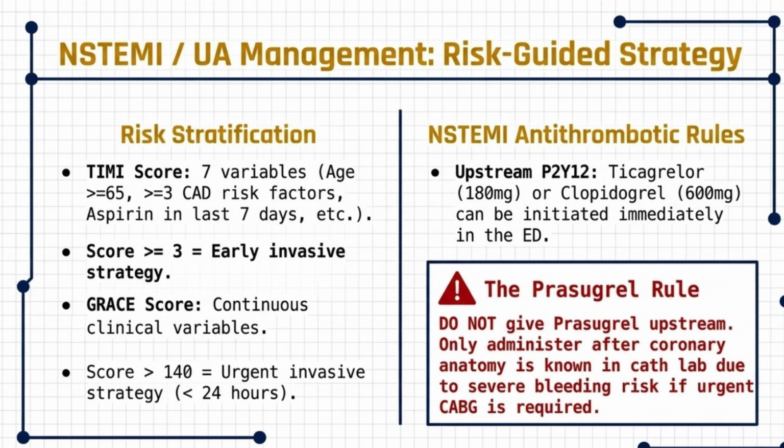Now let's talk about the antithrombotic regimen for non-STEMI and unstable angina. For oral P2Y12 inhibitors, Ticagrelor 180 mg loading or Clopidogrel 600 mg loading can be initiated upstream in the emergency department as soon as the diagnosis is made. Prasugrel shouldn't be given upstream in non-STEMI or unstable angina. It must only be given after the coronary anatomy is defined in the cath lab, as it carries a high bleeding risk if the patient turns out to need urgent coronary artery bypass graft surgery.